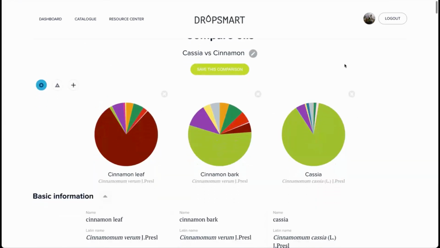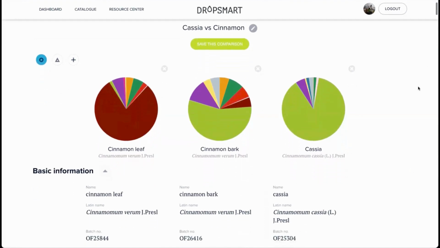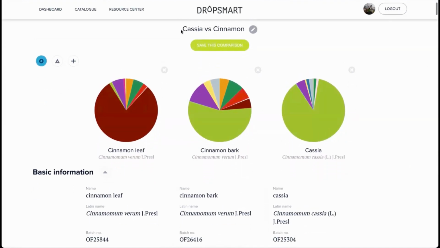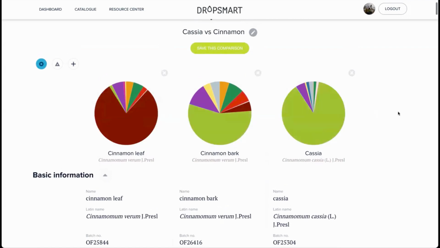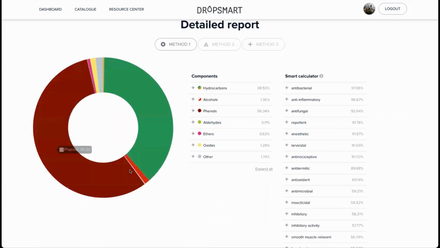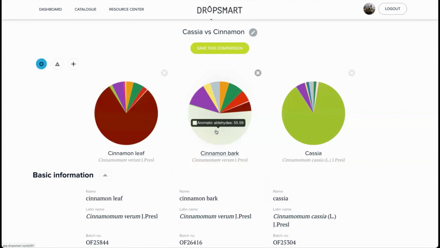So here I already prepared, and you can do this on your own time. Just go to your Dropsmart account and compare oils if you are a premium user. And here I will compare cassia with cinnamon bark and cinnamon leaves, so you can see. The reason I made this connection is also to show the difference between phenols and aldehydes, and how they come together. Cinnamon leaf has a lot of phenols, and particularly this is again eugenol. And then cinnamon bark essential oil has a lot of aromatic aldehydes, and it's the cinnamon aldehyde that we are talking about. So does cassia.